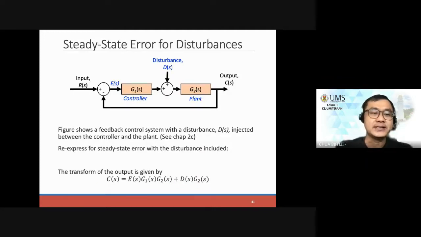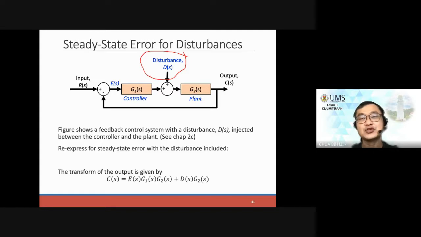All right, so next would be the steady state error of the disturbance. As we have seen before, we may interject some kind of disturbance in between, before the controller to the plant, because this disturbance is something that you may not be able to predict. For example, you may have friction, you may have wind, and other environmental effects that contribute to this disturbance. Therefore your controller should be able to mitigate this disturbance as well.